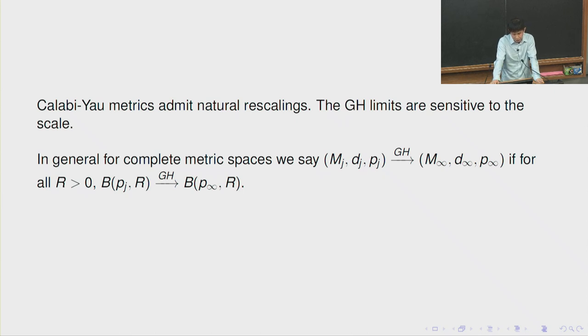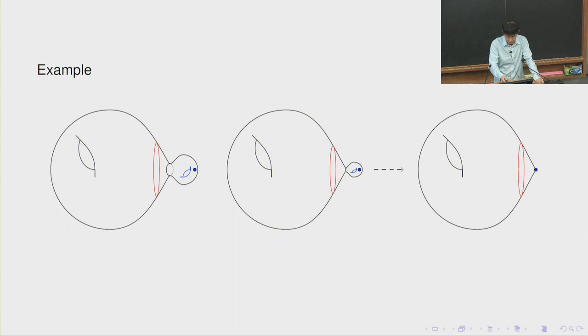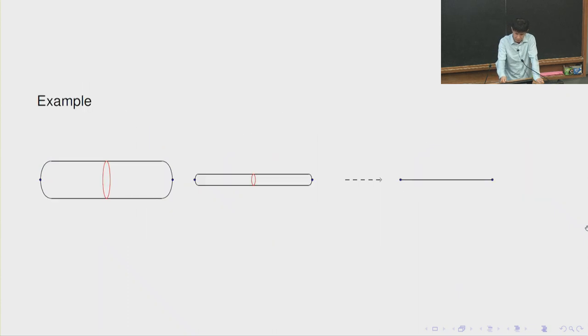We don't just take the limit. We also want to understand the finer structure, as the previous picture shows. There are things that disappear in the limit. If you just take the limit, you don't see this process.